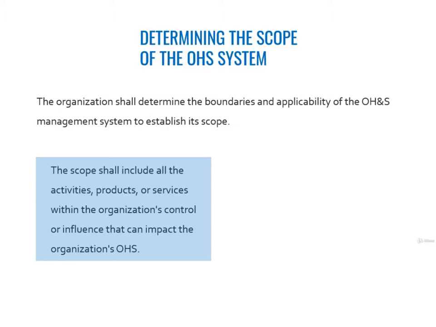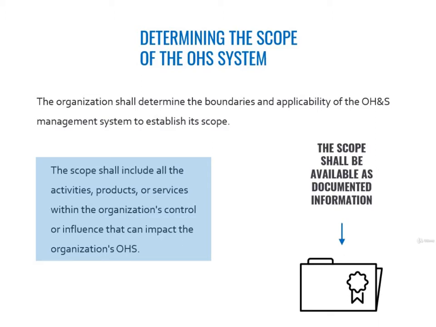What does it mean? It means that your management system has to cover all your activities. If your company has a line that makes cheese and a line that makes salami, your system needs to cover both of them. Remember, the 45001 standard really pushes the idea of global management of OHS.